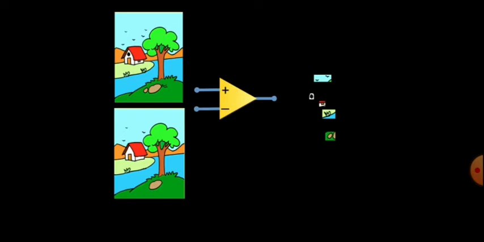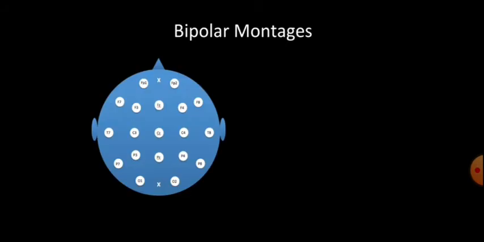This example is a good way of thinking about EEG signals as something that is not absolute, but rather the difference between two inputs. EEG can be displayed in different ways, which are all known as montages. The most common type of montage is a bipolar montage.